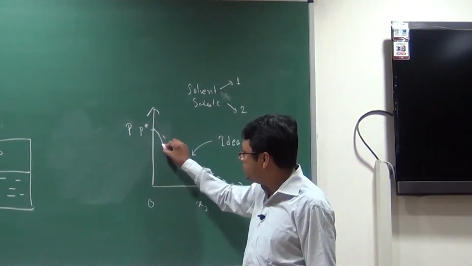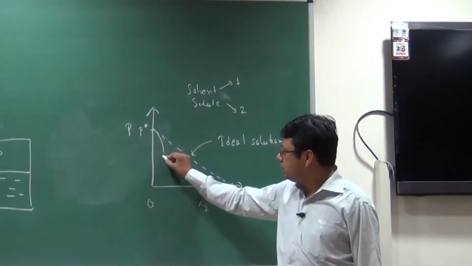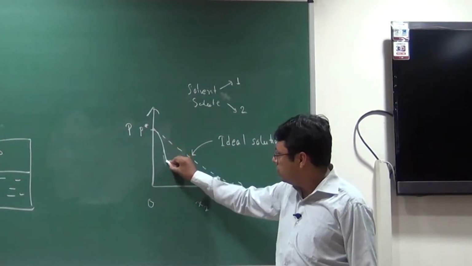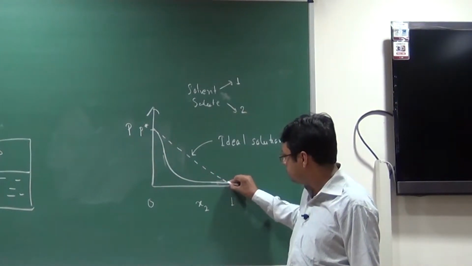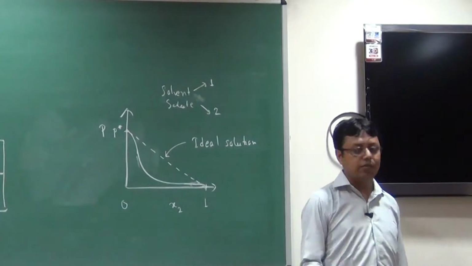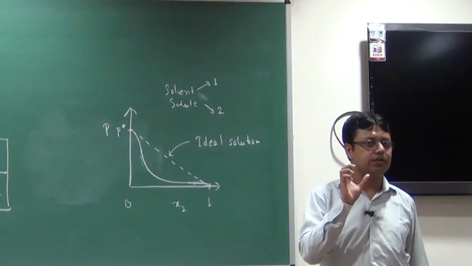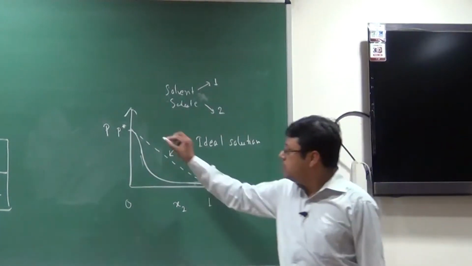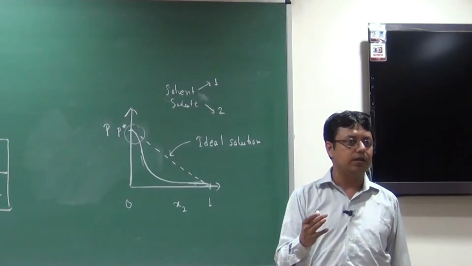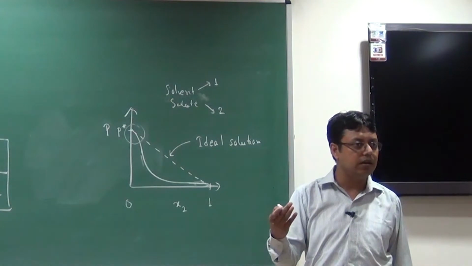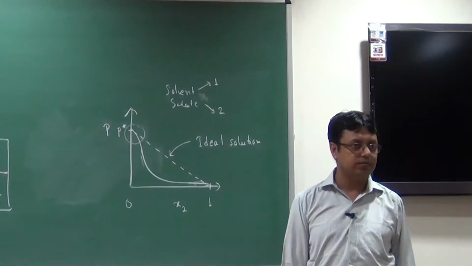For example, you will see some deviation from here, like this. The real curve will be something like this, if I draw it as a solid line. Now think about it. For a real curve, if I have a very low concentration of the solute, which means this region, what should happen? I have not only an ideal solution, I have an ideal dilute solution, right?